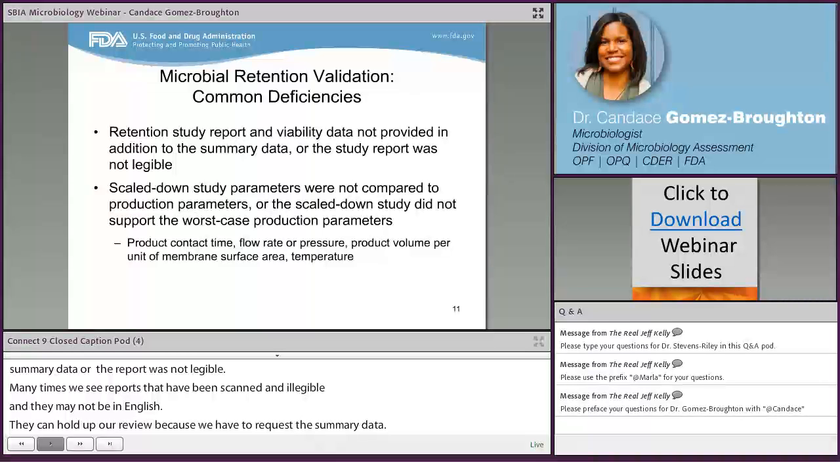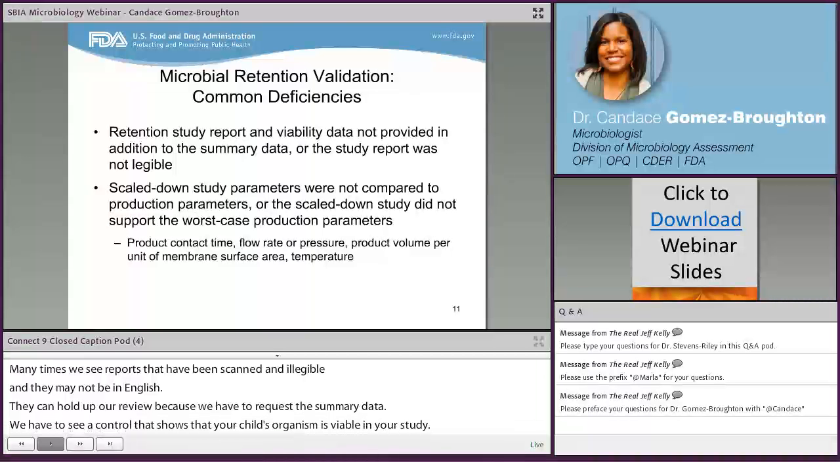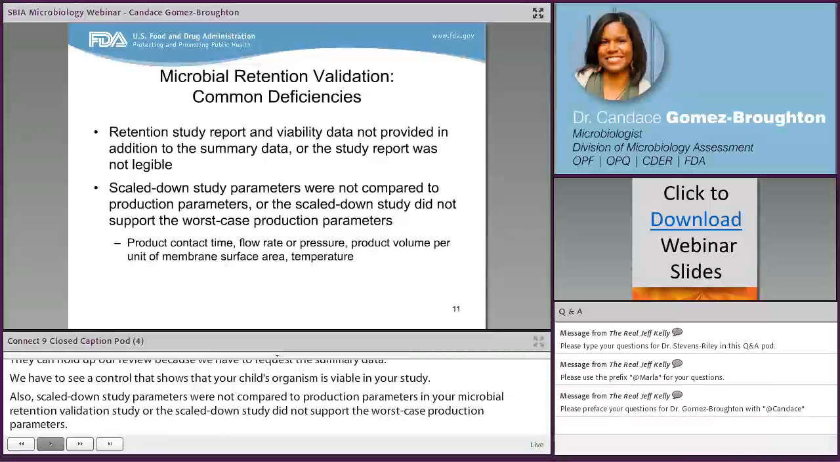Also, scaled down study parameters were not compared to production parameters in your microbial retention validation studies, or the scaled down study did not support the worst case production parameters. So in which case we need to see these parameters such as product contact time, flow rate or pressure, product volume per unit of membrane surface area, and temperature. All of those parameters have to be addressed in the scaled down study.